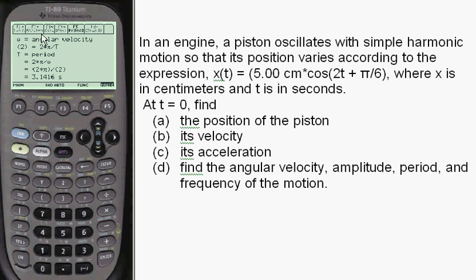Omega is angular velocity or frequency, so 2 is equal to 2 pi over T. We're trying to find the period, so we use algebra. T, the period, equals 2 pi divided by omega, which is equal to 3.1416 seconds. The frequency is 1 over the period, so that's 0.31831 hertz.